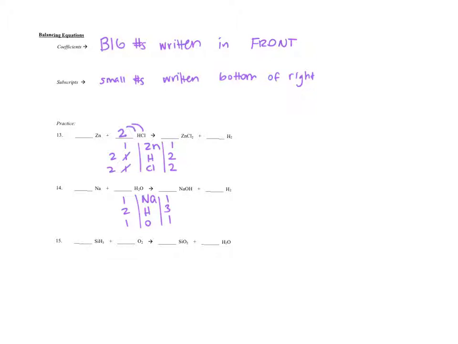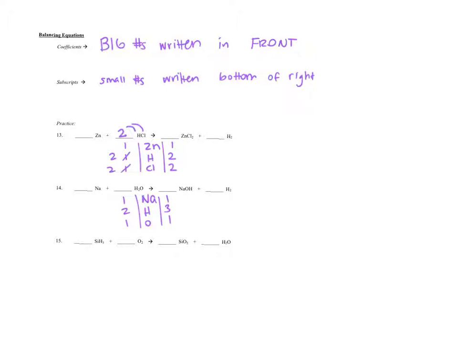So now I just start. My sodium's already balanced, so I go to the next one. I see I have 3 hydrogens over here, 2 over here. I have to fix that. So this is where it becomes guess and check. If I were to just guess and put a 2 here, what that's going to do is make my hydrogens, now you got to add, remember, 2 times 2 is 4, plus 1 over there. You can't forget about that one. That would make my hydrogens 5.